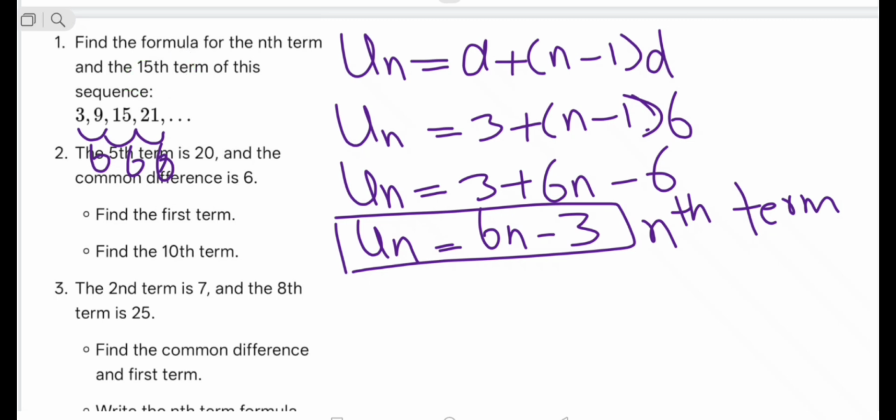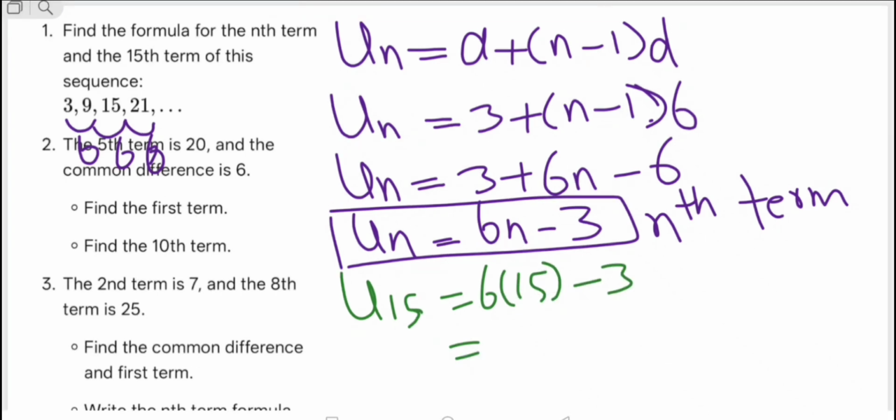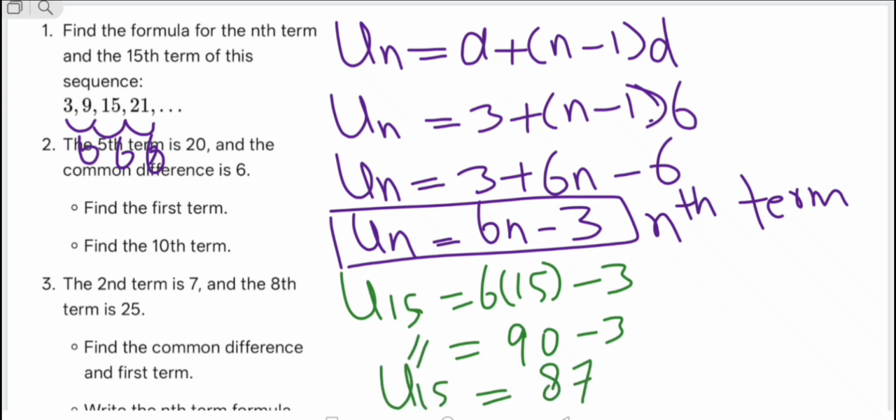Okay, we will find the 15th term. 15 is the number of term. If n is 15, 6 multiply 15, because 6 and n are multiplying with each other, minus 3. So 6 times 15, 6 times 5, 30. 6 times 1, 6, plus 3 is 9. So 90 minus 3, which is equal to 87. This is our 15th term.